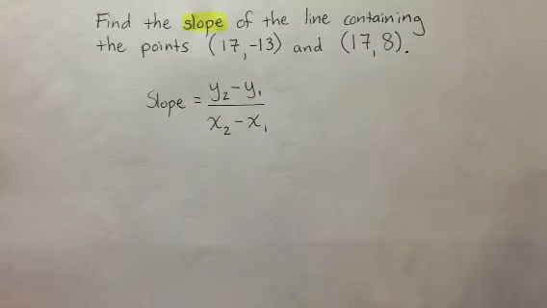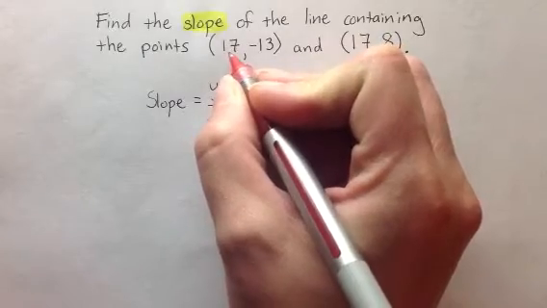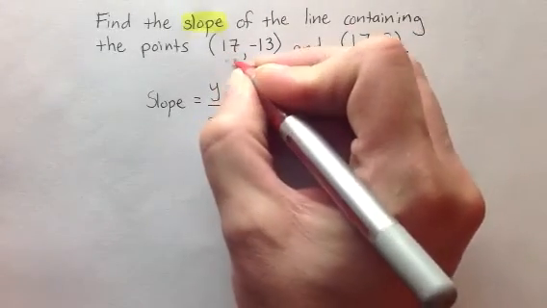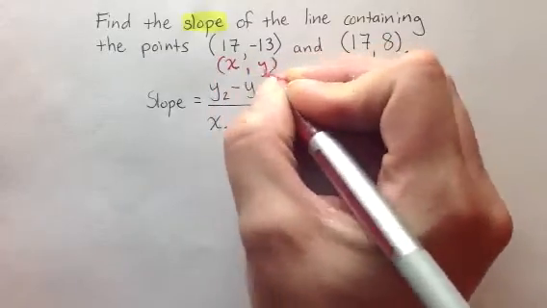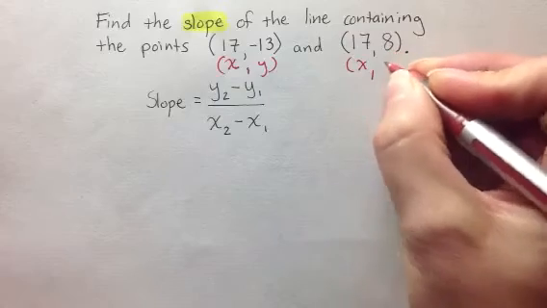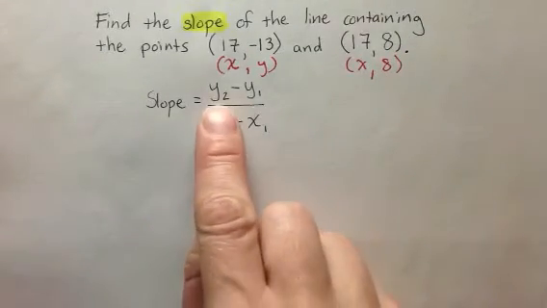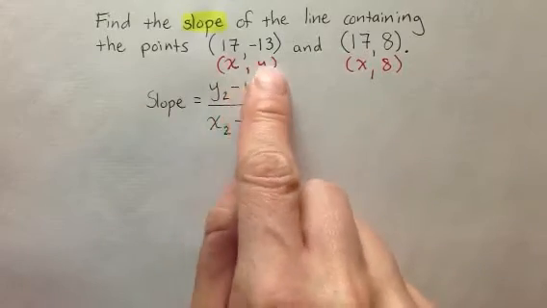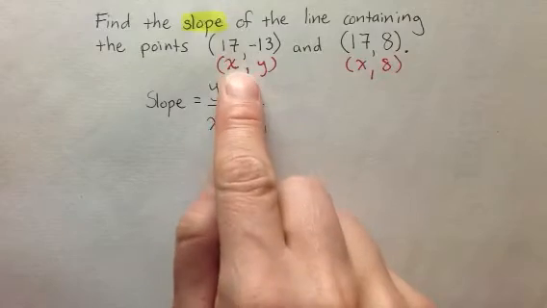Okay, so if I'm going to identify these variables, I could use letters and put them underneath to identify them. It's always x first, y second in a coordinate. So 17 is x, and the 8 is y. When I do these, I call the first point, point 2. So this is my y2, and this is my x2.